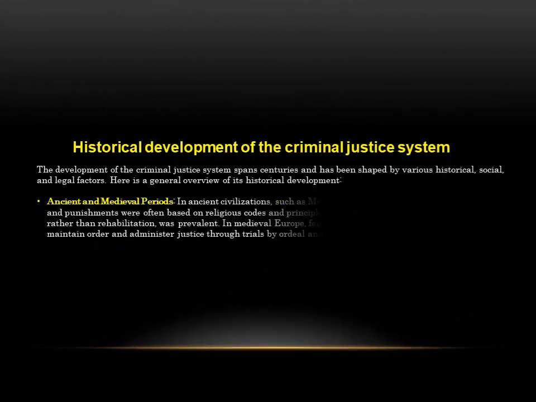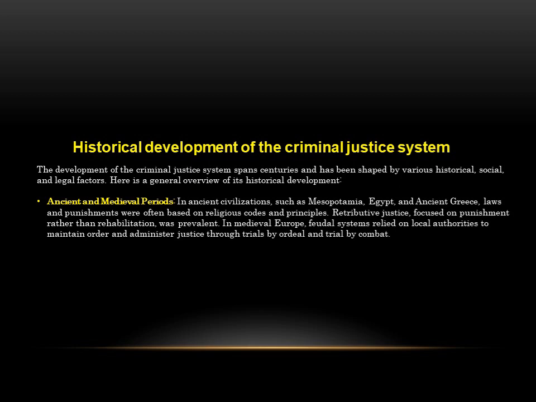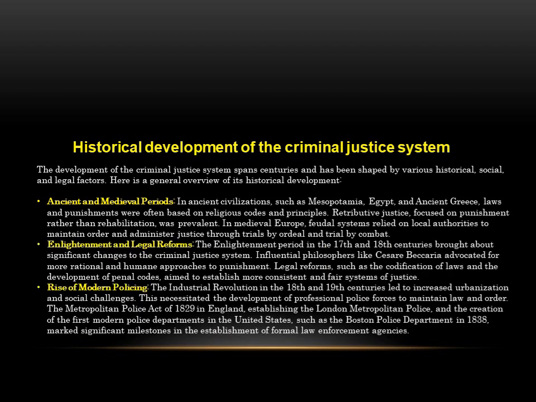The development of the criminal justice system spans centuries and has been shaped by various historical, social, and legal factors. Here is a general overview of its historical development. Ancient and medieval periods. In ancient civilizations, such as Mesopotamia, Egypt, and ancient Greece, laws and punishments were often based on religious codes and principles. Retributive justice, focused on punishment rather than rehabilitation, was prevalent.